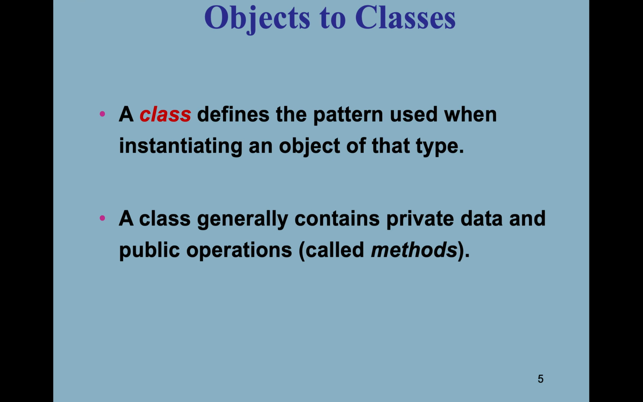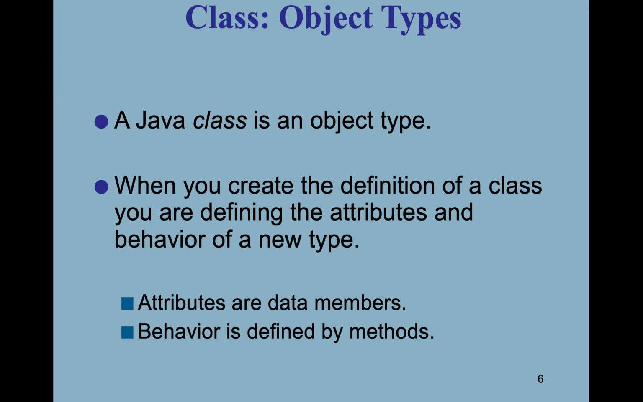Okay, so we all know about the class, and the class defines the pattern used for instantiating an object of that type. And we all know that the class generally contains private data and public operations, and the public operations are sometimes called methods, messages, functions, member functions. They go by a lot of names. As for object types, the Java class is the object type. It's the data type for the object. So when we create a class diagram, we're creating the data object types.